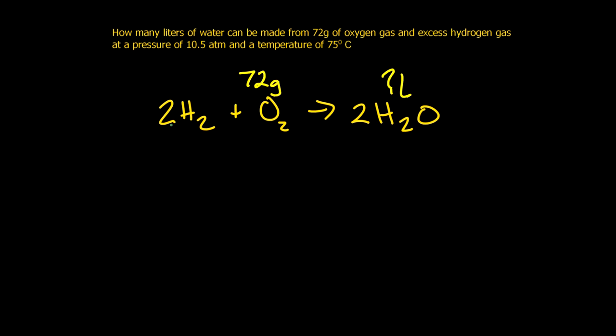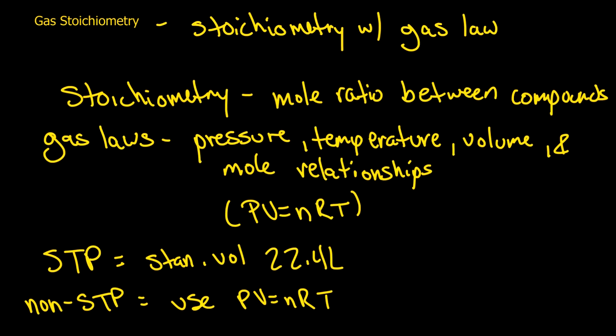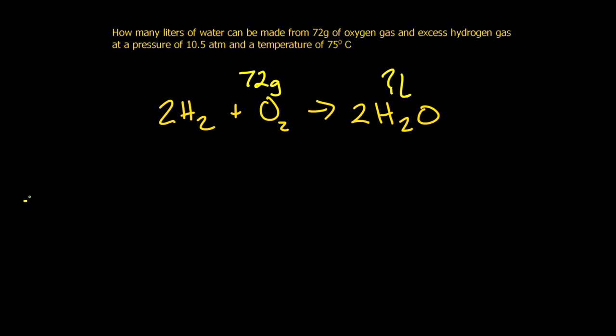Excess hydrogen gas, we're going to ignore hydrogen, at a pressure of 10.5 atmospheres and a temperature of 75 degrees Celsius. So this time we're not at standard conditions. Since we're not at standard conditions, we use PV equals nRT to do our conversions for moles and volume. Alright, so we got a pressure of 10.5 atmospheres, a temperature of 75 degrees Celsius.